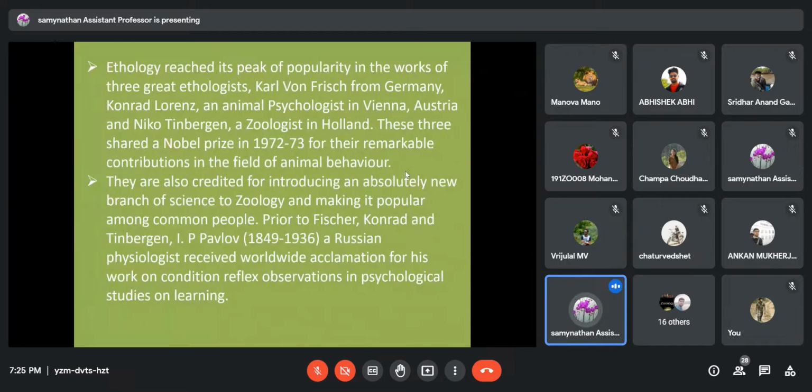Ethology reached its peak of popularity in the works of the great ethologists Karl von Frisch, a German scientist, then Konrad Lorenz, an animal psychologist in Vienna, Austria, and Niko Tinbergen, a zoologist. These three shared a Nobel Prize in 1972 to 73 for their remarkable contributions in the field of animal behavior.